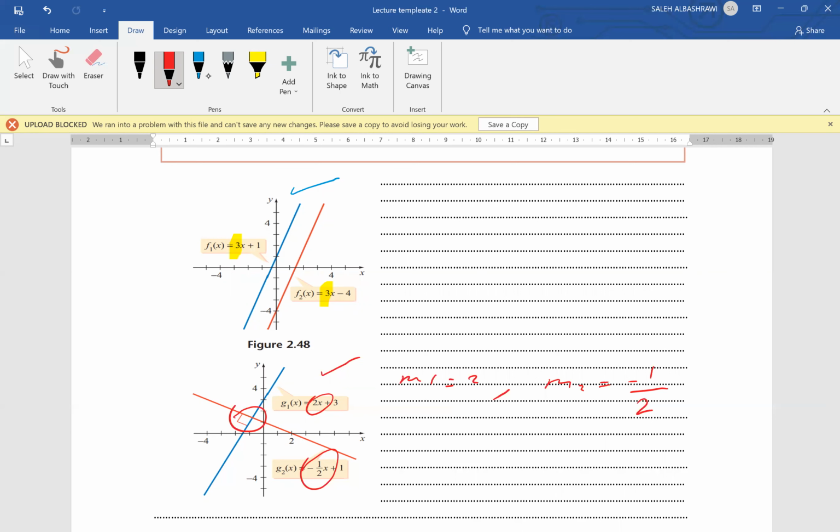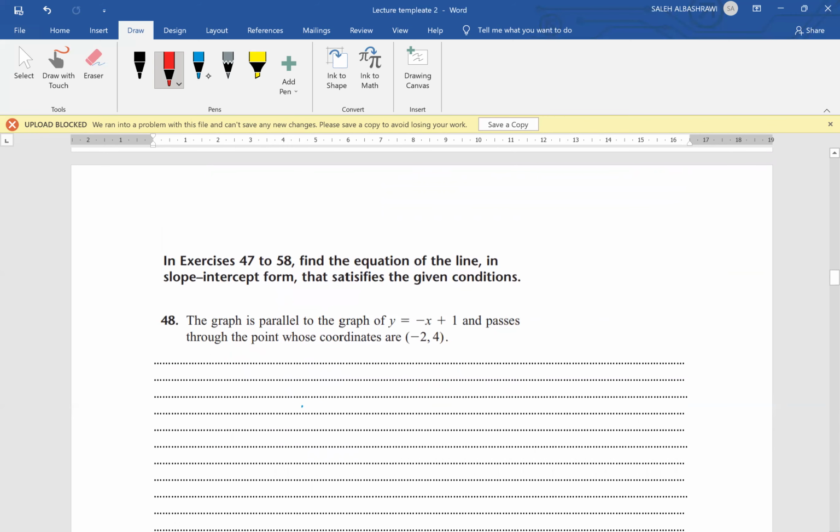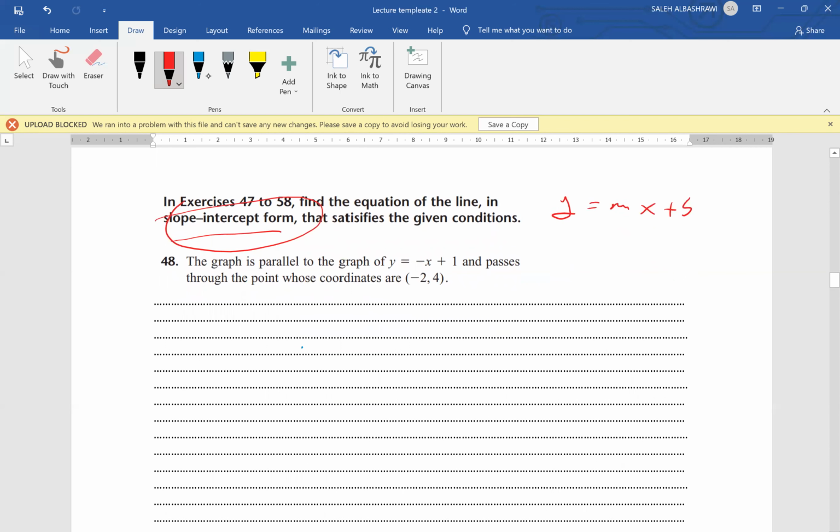We are going to use this property to find the equation of some given line. We need to find the equation of the line in slope-intercept form. Slope-intercept form means I need to write it in the form y equals mx plus b, satisfying the given conditions. Question number 48: the graph is parallel to the graph of y equals minus x plus 1 and passes through the point whose coordinates are minus 2 and 4.